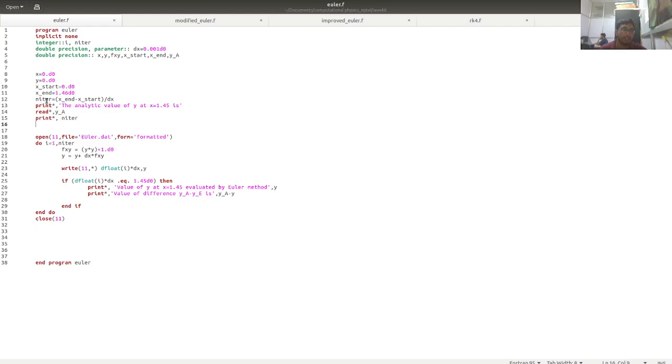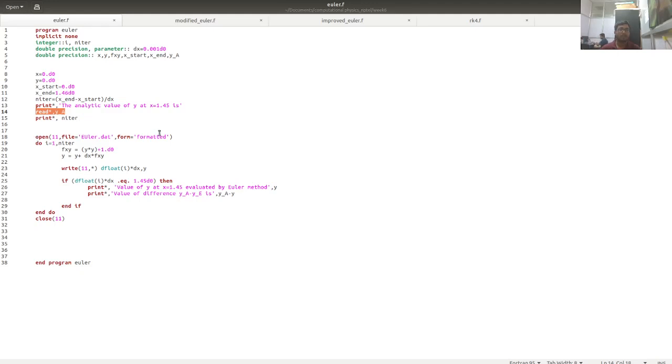From there we can calculate the number of iterations by x end minus x start divided by dx. So the total interval divided by the step size will give you the number of intervals. Then we are prompting the command prompt to take the value of y at x equals 1.45, which we can get analytically, and that will be read as ya. And then we will print also the nitre.